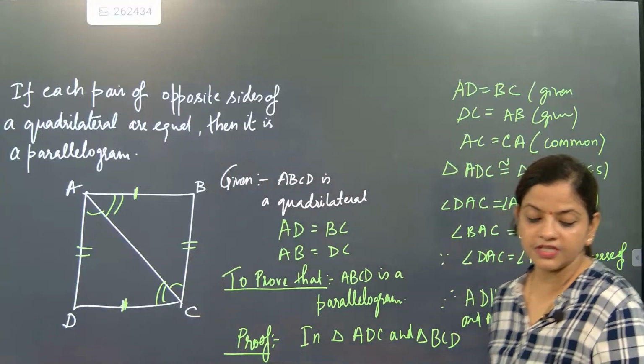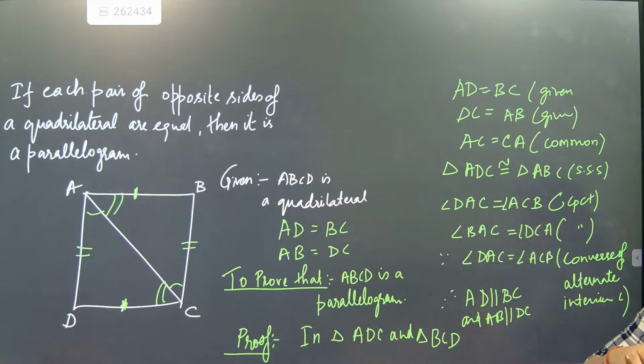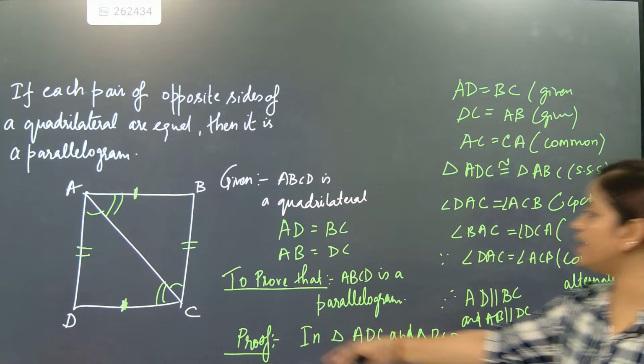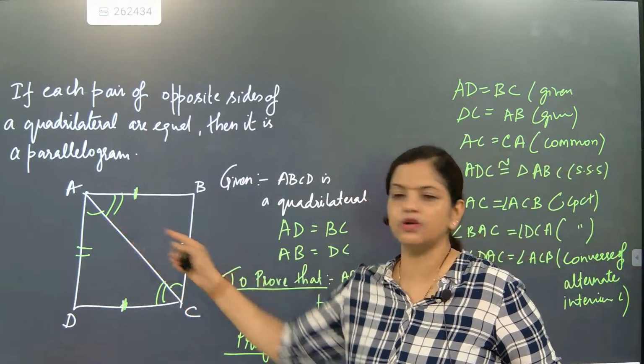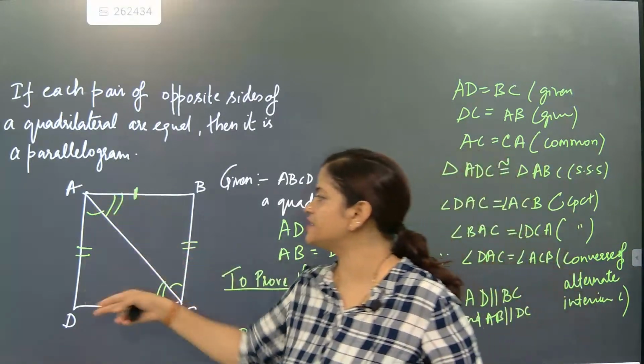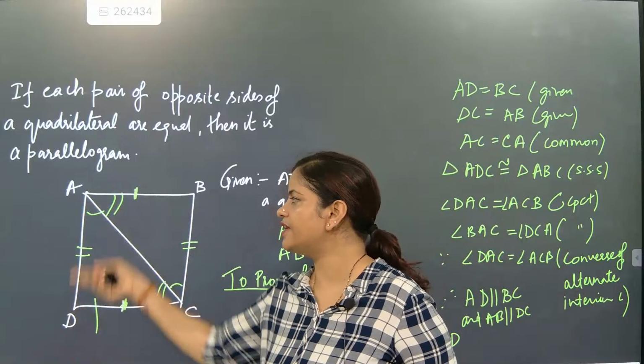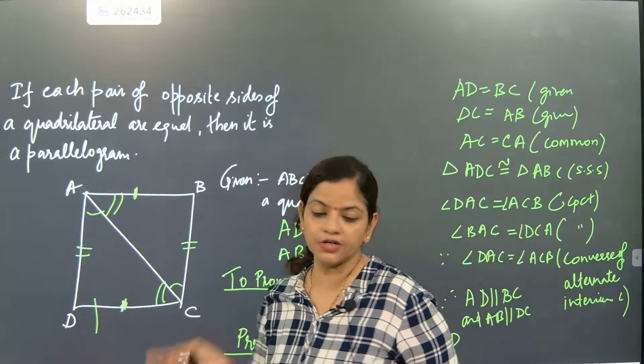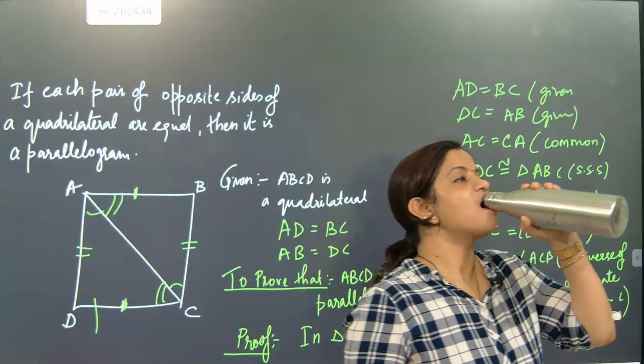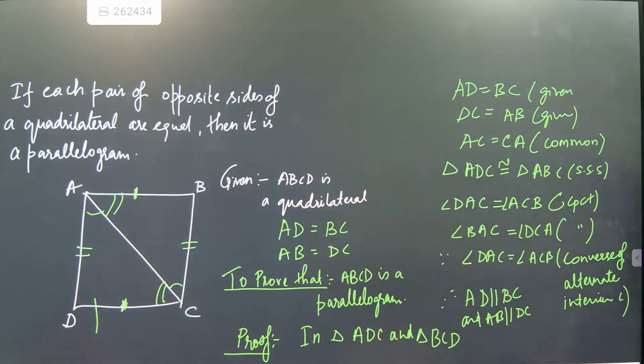Come on, go for it. Why, beta? Because already by the converse of alternate interior angle, this angle is equal to this, and already this side is equal to this side. So this will become parallel to this one. Write everything slowly, nicely, no problem. Come on, note down everything.